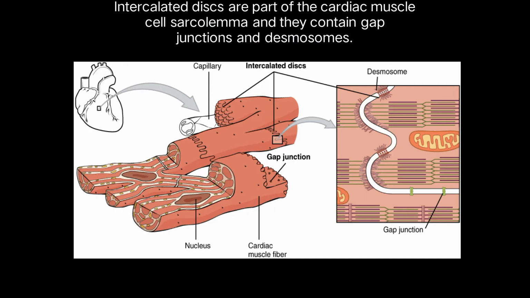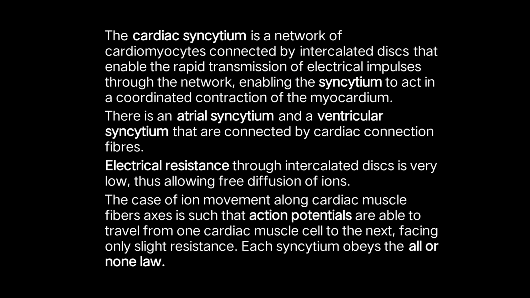So we can see here in this way, these are the intercalated discs which are visible here. Intercalated discs are part of the cardiac muscle cell sarcolemma, and they contain gap junctions and desmosomes. So we can see here like this, the intercalated disc showing the desmosomes and the gap junction, and we can see the nucleus, which is single. The cardiac muscle fiber is shown in this way, with the gap junction along with the desmosomes and intercalated disc.